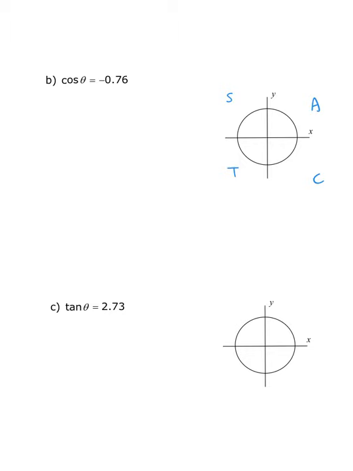In the second equation, we want to find the angles between 0 and 360 that satisfy cos of that angle is equal to negative 0.76. So our cos ratio is negative. So I'm going to identify where my solutions will be. Because we know cos is positive in C in quadrant 4 and in A in quadrant 1, that means cos is going to be negative in quadrant 2 where S is, and in quadrant 3 where T is. So I will draw my triangles in those two quadrants.